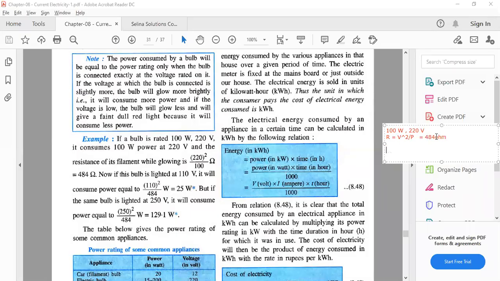Now they said that if the bulb is rated this much, then the resistance is this. Now if the bulb is lighted at 110, okay, but how much am I getting now? I am getting 110, so my voltage is now 110 volt. Then what is the power? This is the question. What is the power? So what is the formula for power? It is equal to V square upon R. So in place of V square I write 110.